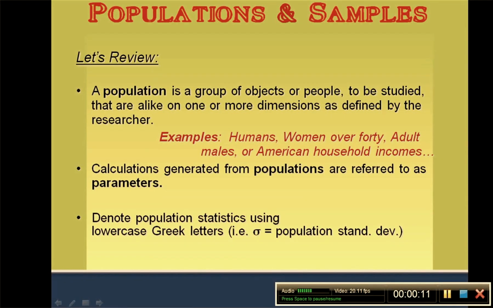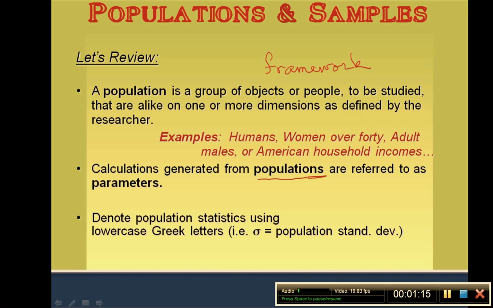Remember that a population is that overall group that's going to be studied. You, the researcher, must define this. Your population could be, for example, human beings, women over 40, adult males, American household incomes, etc. It depends on what your question's about. Calculations that are generated from populations, remember, are called parameters.